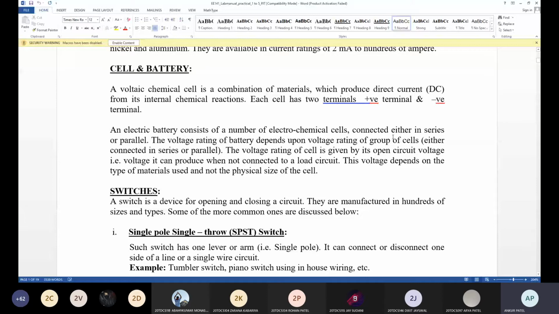They are connected either in series or parallel combinations, and the voltage rating of the battery depends upon the voltage rating of the group of cells, either connected in series or parallel. The voltage rating of a cell is given by its open circuit voltage, that means the voltage it can produce when not connected to a load circuit. This voltage depends on the types of material used and not the physical size of the cell.